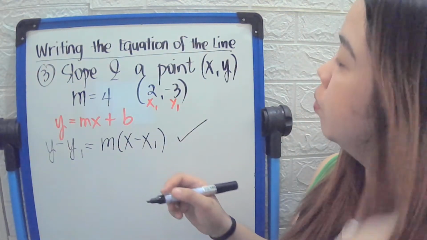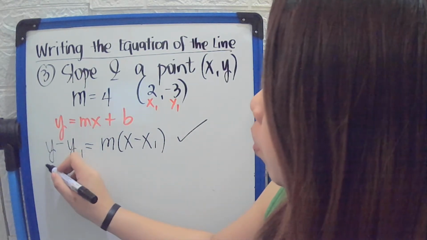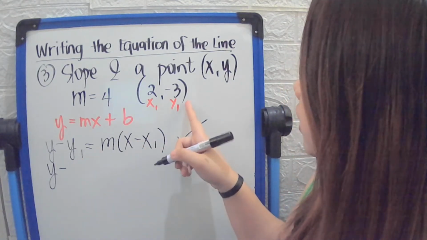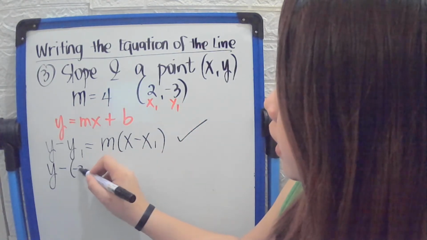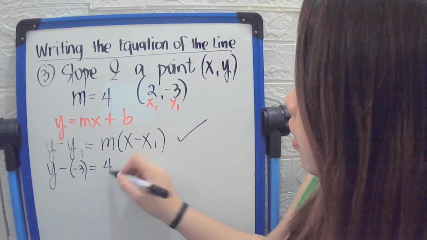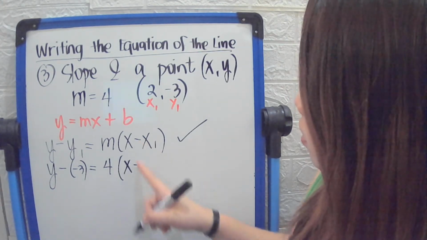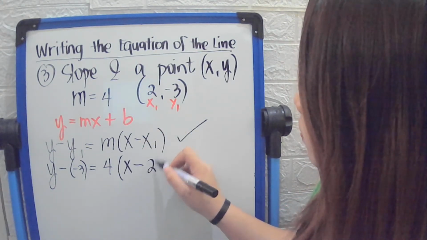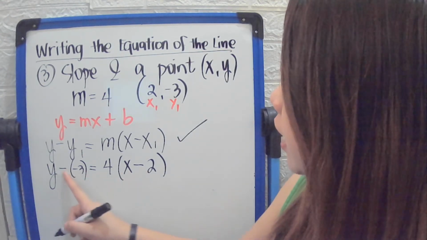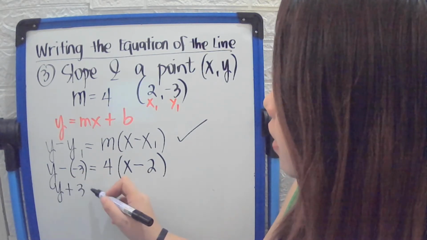Now, so what we're going to do here is to substitute what we have. Copy y, then you put minus, then y sub 1 here is negative 3. So that will be negative 3 is equal to, our m is 4, and our x is copied, then minus, our x sub 1 is 2. Then you just simplify what we can simplify. So negative times negative, that will be positive. So that will be y plus 3.